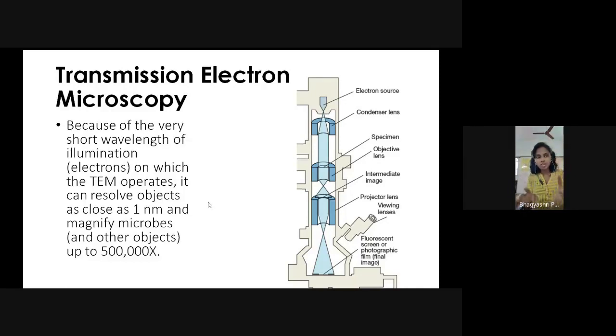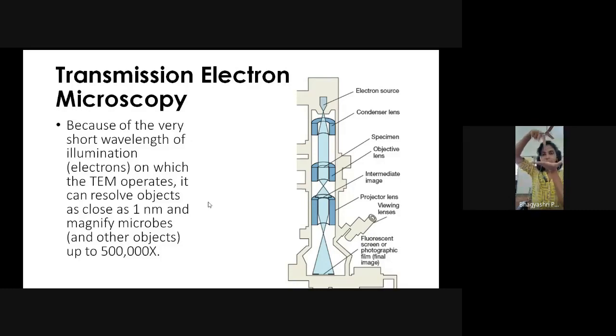Okay, so the source in electron microscopy is above. In optical microscopy, the source of light is below. So in electron microscopy, the electron beam is above the microscope. From above, the electron gun shoots the electrons, which travel downwards.